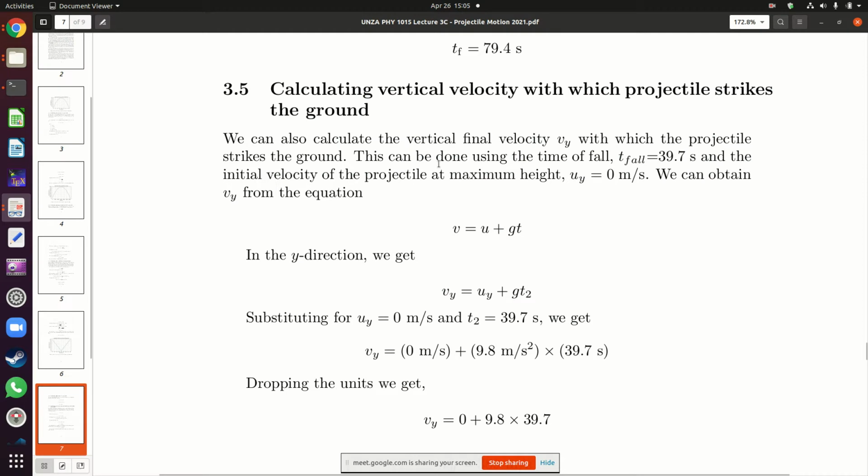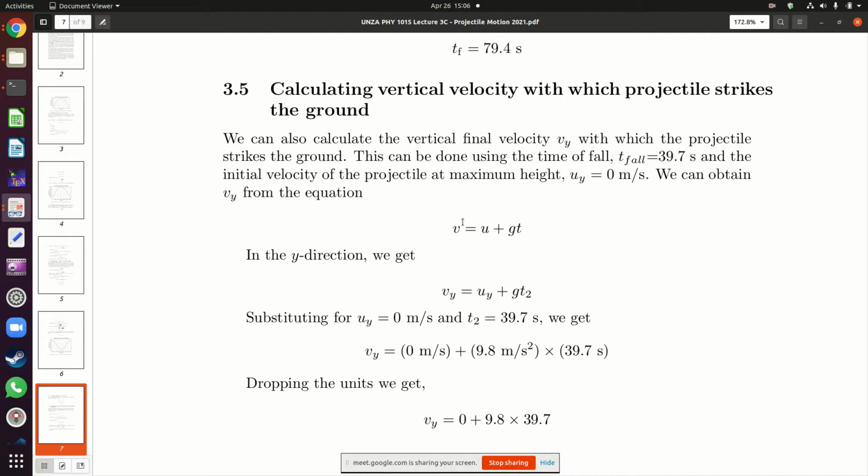Okay. So I was saying that before we work out the range, let's work out the velocity with which the projectile strikes the ground. Before a projectile strikes the ground, it has to come from somewhere, and it's coming from maximum height. At maximum height, the velocity of a projectile is 0 meters per second. So in the y direction, the initial velocity is 0 meters per second at maximum height. As it comes down, the velocity will not stay 0 but will increase, at a rate of 9.8 meters per second squared. Okay? So that's the acceleration.